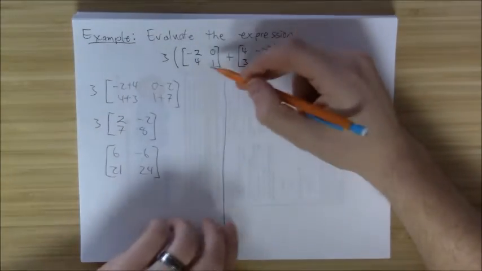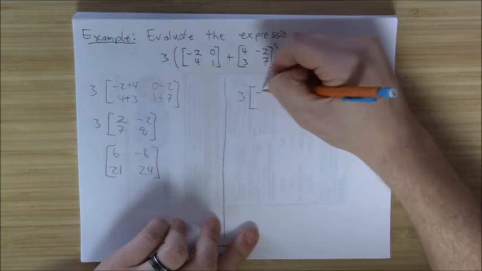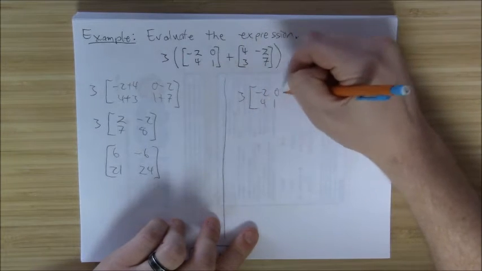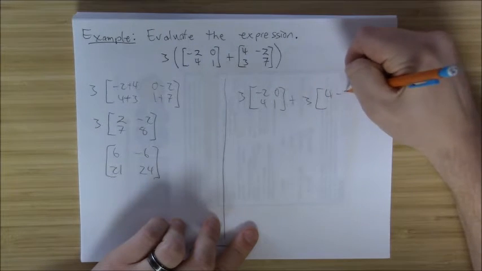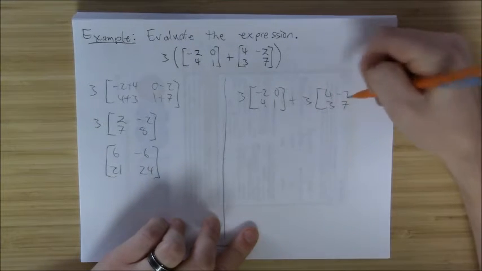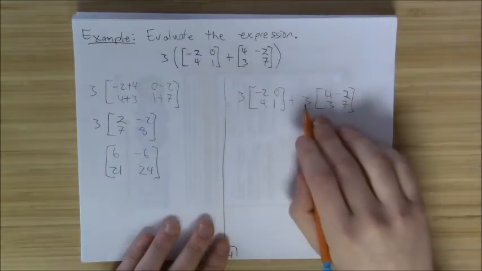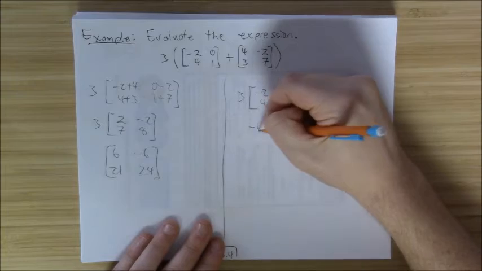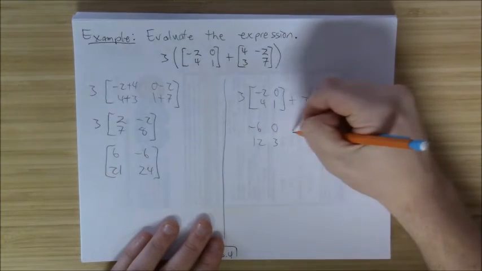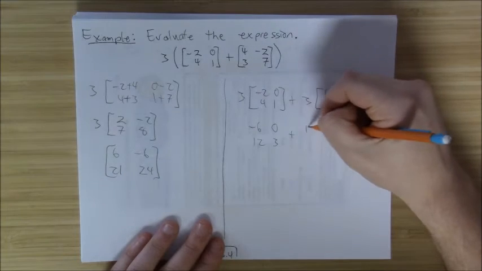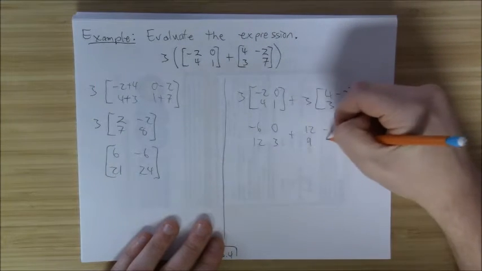If we did it the other way, that would involve distributing first. So that would be 3 times -2, 0, 4, 1 plus 3 times 4, -2, 3, 7. And distributing through, we get -6, 0, 12, 3 plus 12, -6, 9, 21.